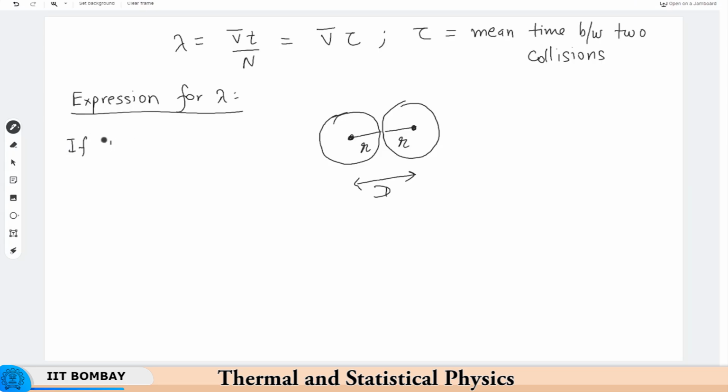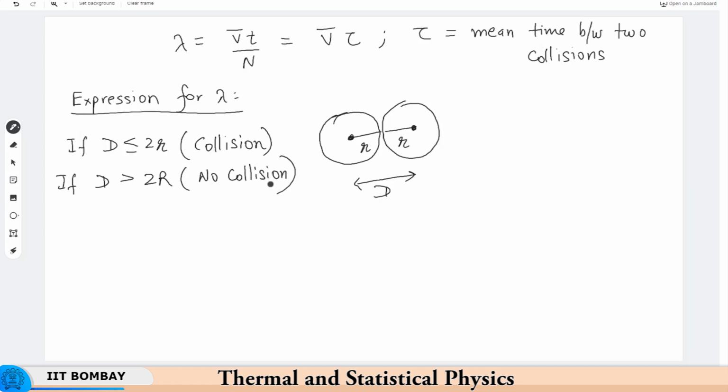So, if D is less than or equal to 2r, they will collide, we write collision, and if D is greater than 2r, they will not collide, no collision, right. So, it is like saying every gas molecule is moving with some distance associated with it such that if another gas molecule comes within that range, it will undergo a collision, right.